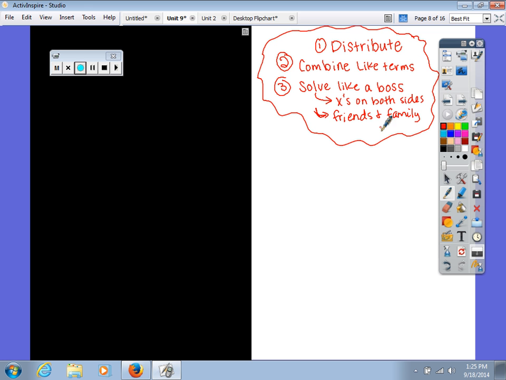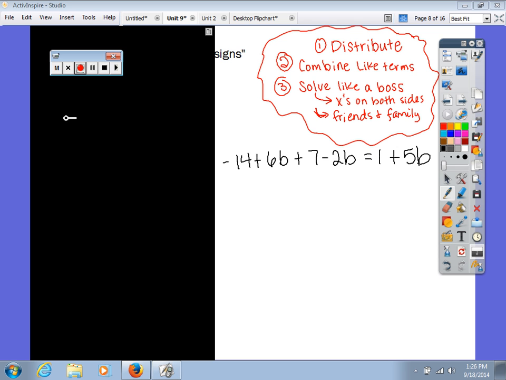And this basically is always our steps, all right? So whenever I ask you, especially over the next few weeks, what are our steps for solving equations, you're going to tell me distribute, combine like terms, and solve. And if you want to say like a boss, you can add that in there too. All right, we're going to go ahead and look at some example problems. Our first example problem is written right here underneath our steps.